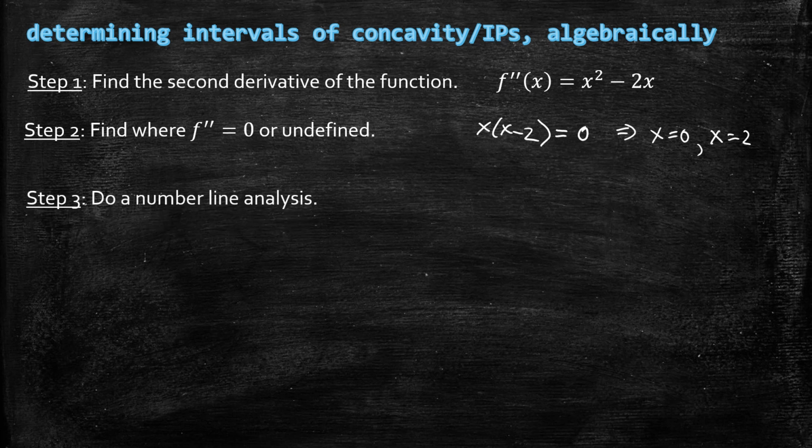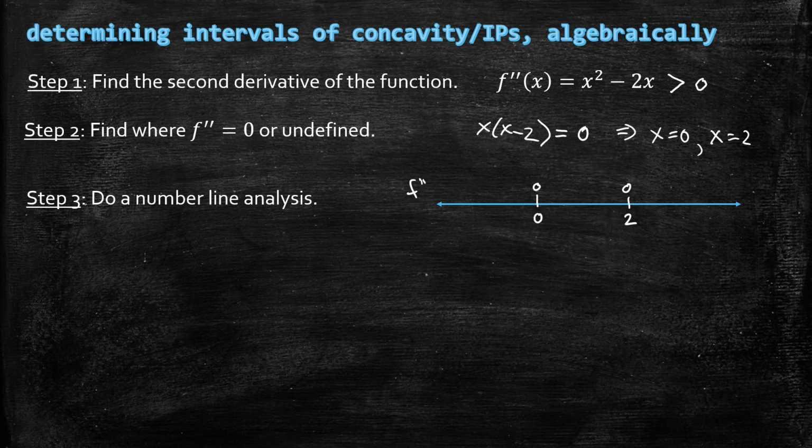So in order to find out where f double prime is positive or negative, you might think to yourself, well, why don't I just solve and find out when that inequality is greater than 0? That is hard to do algebraically, and it's much easier to do this number line analysis. So what you do is you take your values, 0 and 2, and we know that f double prime is 0 here and 0 there. So those are possible places where the concavity might change.